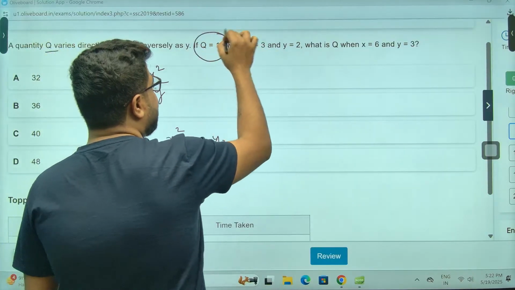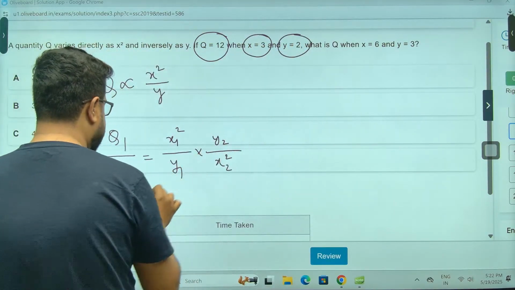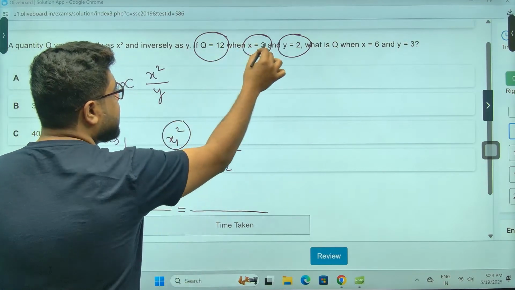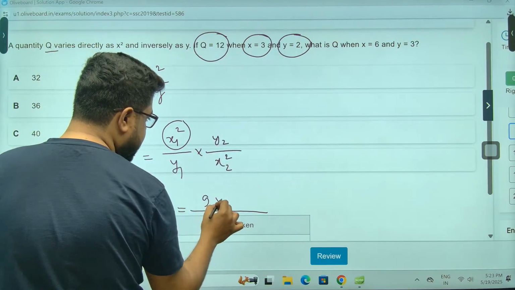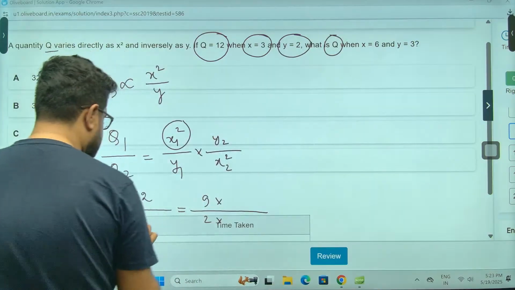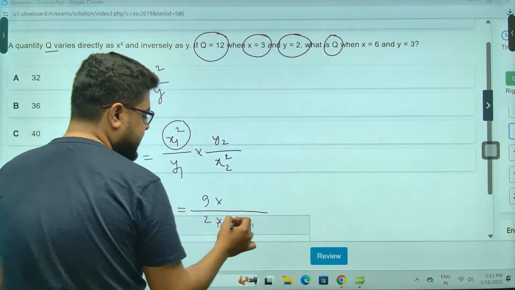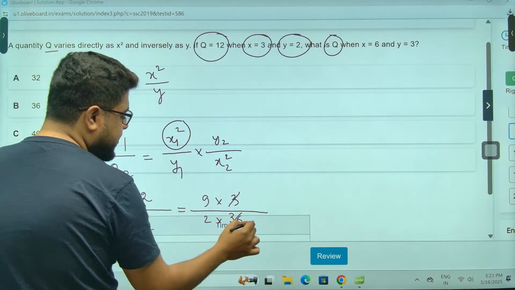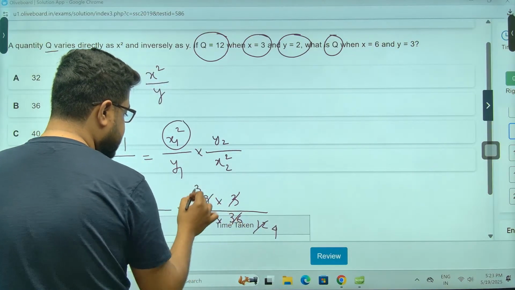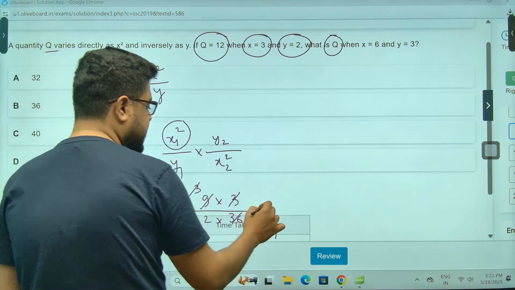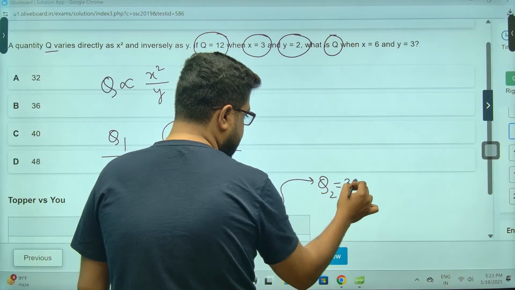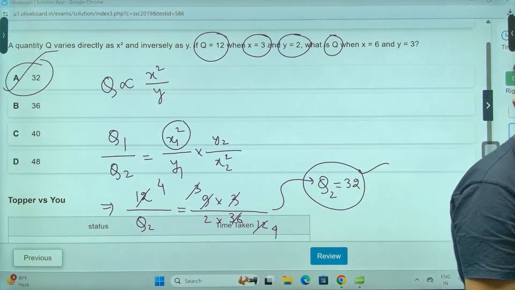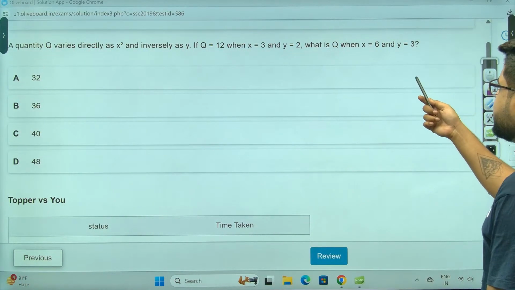Put the values, sir. Q1 is 12, x1 is 3, that is 9, y1 is 2. Perfect. Now, what is Q? Meaning they're asking the value of Q2. When x is 6, that means this is 36, 6 square, and y is 3, sir. Anyone will say, sir, this will simplify. 3 12s are this, 3 4s are this, 3 3s are this, 3 4s are this. So Q2 will be 4 4s 16, 32, sir. Q2 will be, sir, 32, option number A, sir. Yes, Reena, very, very good.